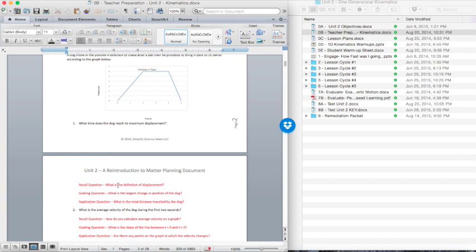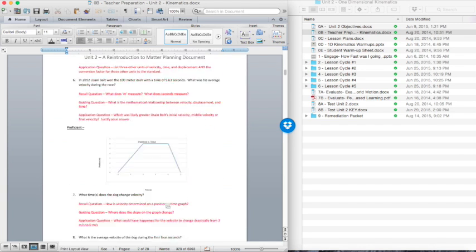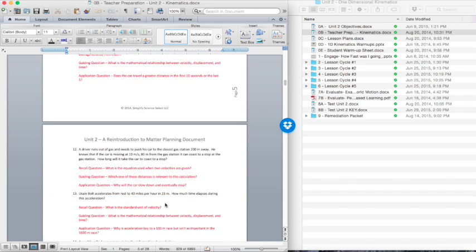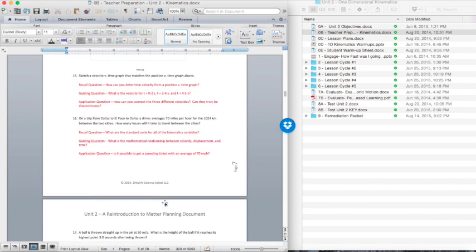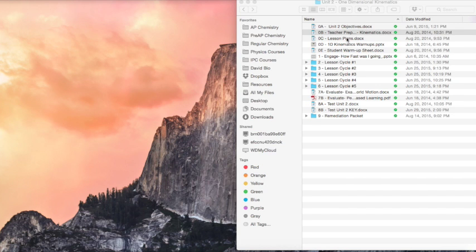So how can you help the students start to answer the question? How can you guide them to the correct answer? And how can you get them to apply it to a different situation? So this instructional document is very long because it gives you a lot of information about how to implement the unit in its entirety.